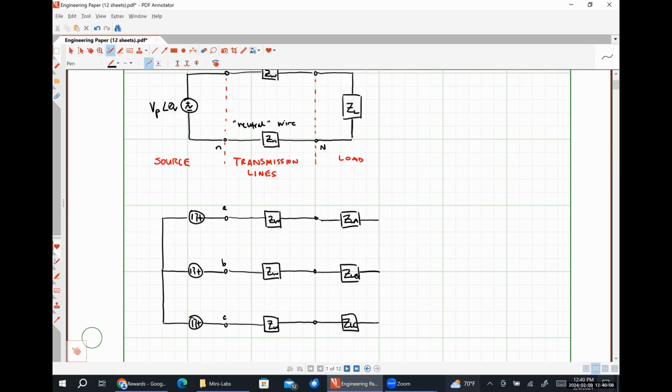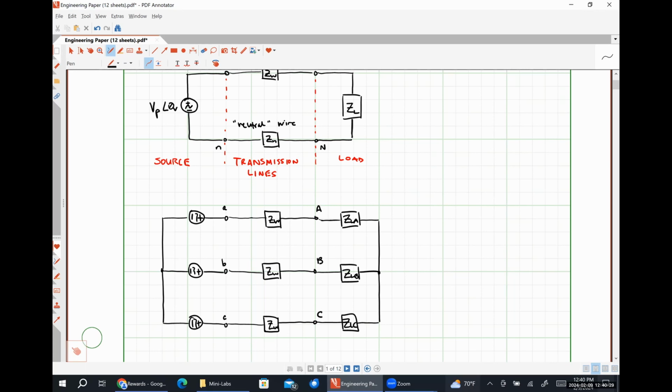In a balanced system, all of these impedances will also be equal. We'll talk about that more in a little bit. So here I have capital A, capital B, excuse me, capital C, and that doesn't look as capital as I want it to be.